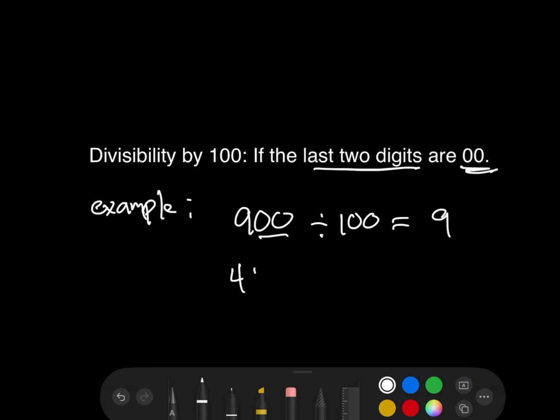Another one, if you have 4,100. 4,100 ends with 00, or the last two digits are 00. Therefore, it is divisible by 100, which is 41. So that's all for this topic.